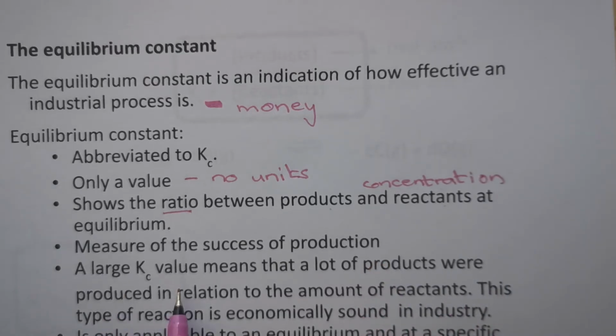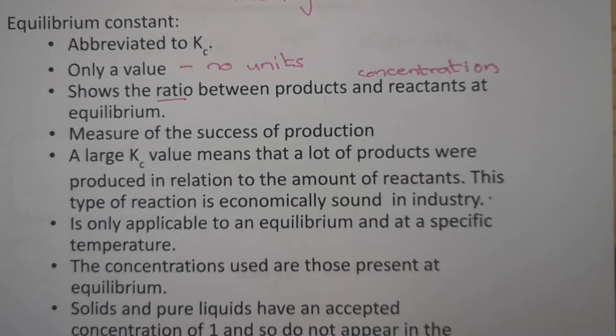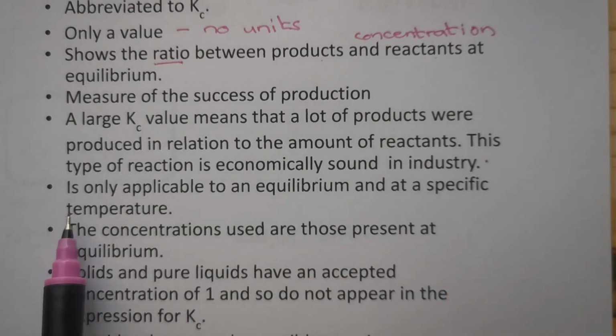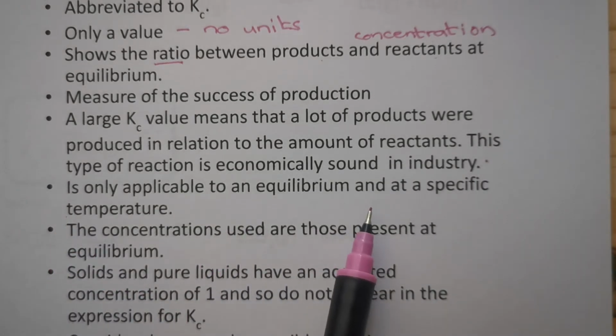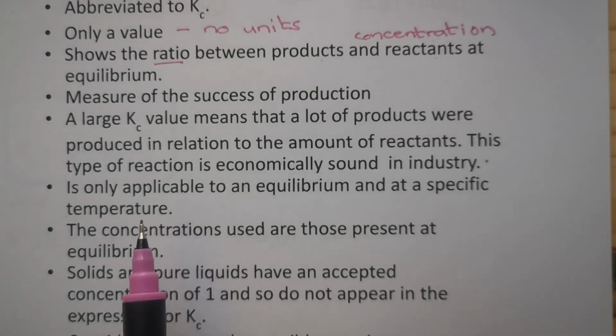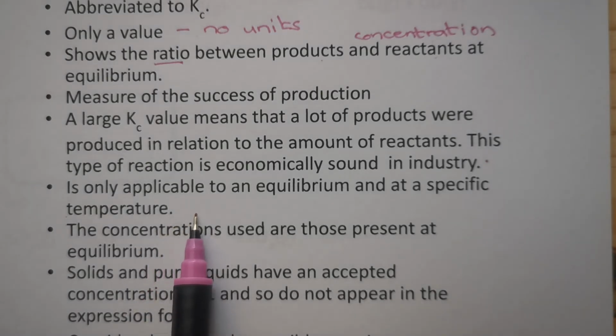A very large Kc value means that there are a lot of products compared to the reactants, and this type of reaction is therefore economically sound or viable in industry. So what industrial processes want is as big a Kc value as is possible. It's only applicable at an equilibrium and at a specific temperature. What we'll figure out a little bit later is that when we shift the temperature, we actually disrupt the entire reaction, which means that equilibrium has to be re-established. So it's very specific to a temperature.